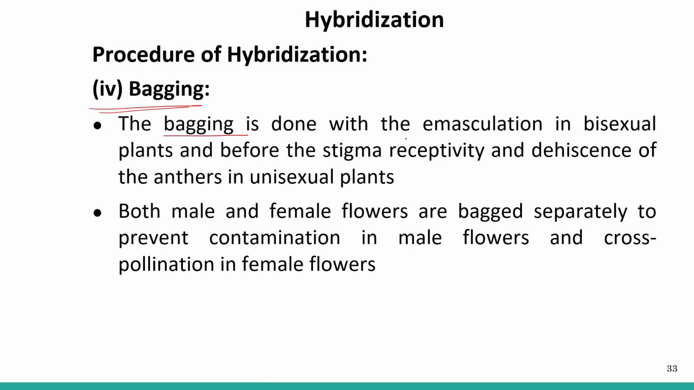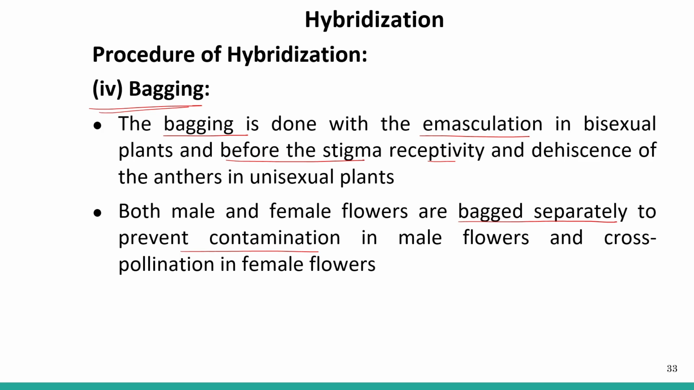Bagging is done with the emasculation in the bisexual plant, before the stigma is receptive and the dehiscence of the anther. In unisexual plants, both male and female flowers are bagged separately to prevent contamination. Bagging is done just to cover your male and female flower because you want to do artificial pollination. So the pollination should not happen on its own, right?